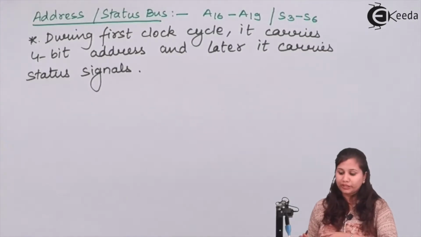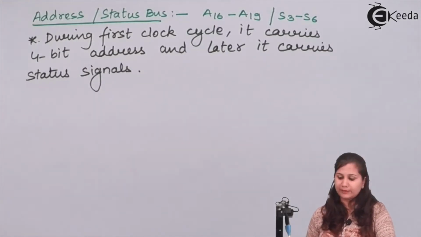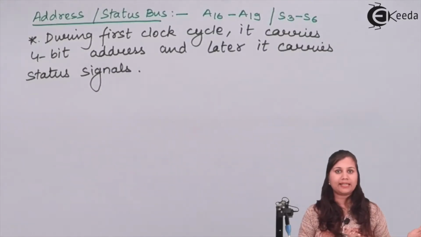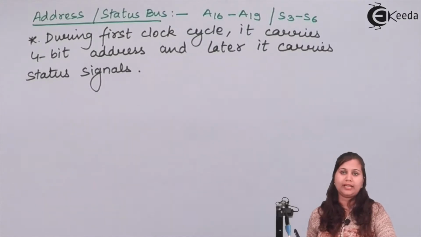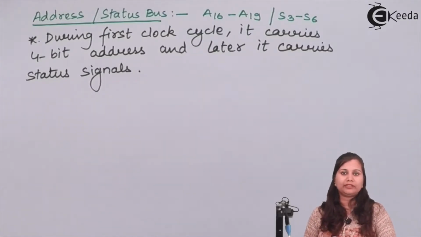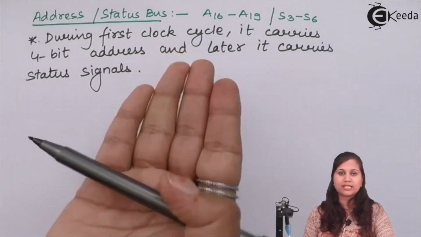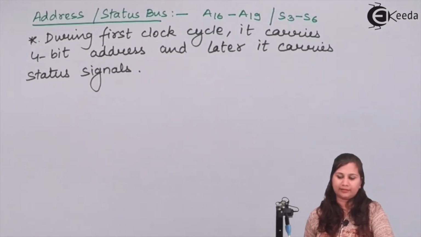Okay, so during the first clock cycle, we can get the complete 20-bit address by the address lines AD0 to AD15 and A16 to A19. And after the first clock cycle, the address bus lines will represent the data, and the A16 to A19 pins will carry the status signals. Okay.